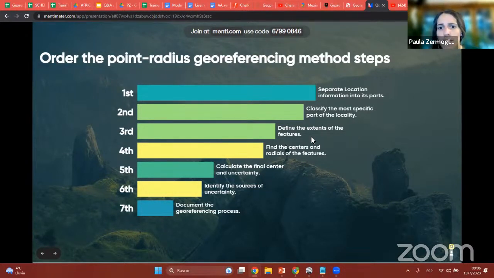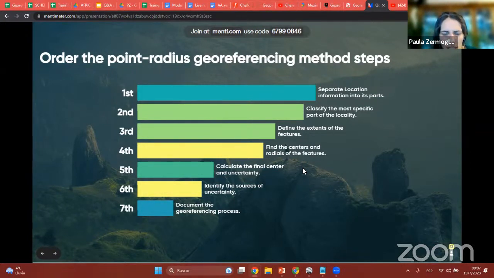So the third step is correct. We have to define the extent of the features. Once we define the extent, we are able to see the boundaries of those features. We find the centers and the radii of those features. Why? Because we will need that information for the overall calculations.